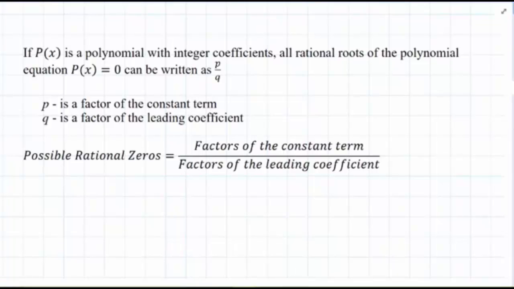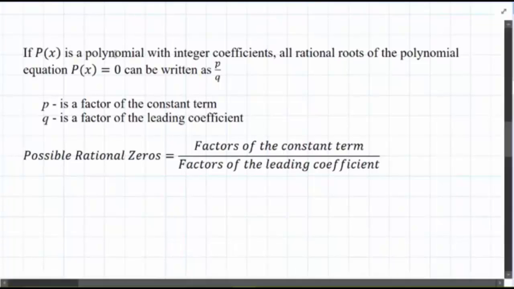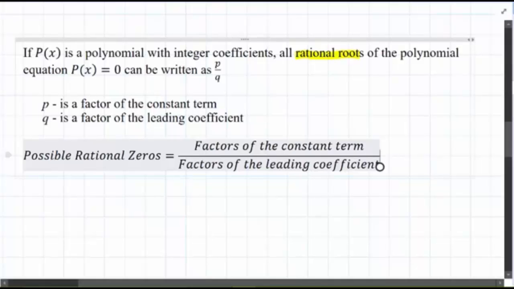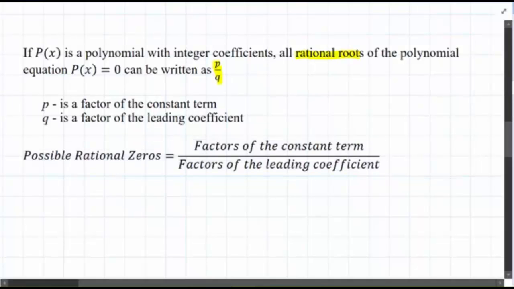So here we have p of x, a polynomial with integer coefficients. All rational roots of the polynomial are of the form p over q. So it's only rational roots, no complex. And what's p over q? p is a factor of the constant term, while q is a factor of the leading coefficient.